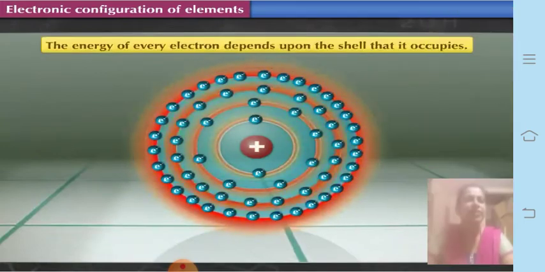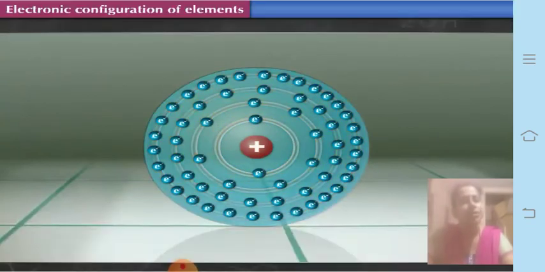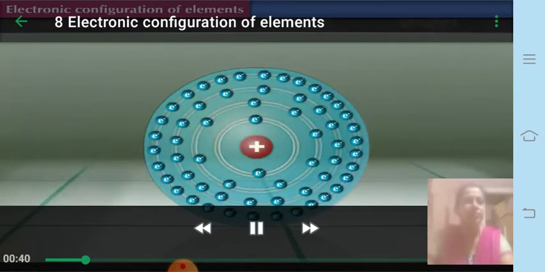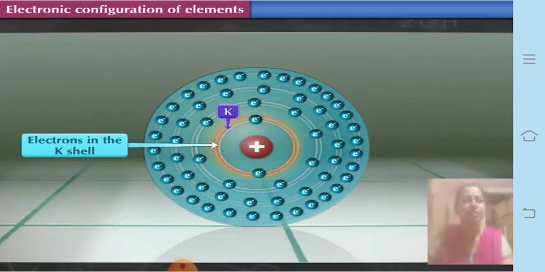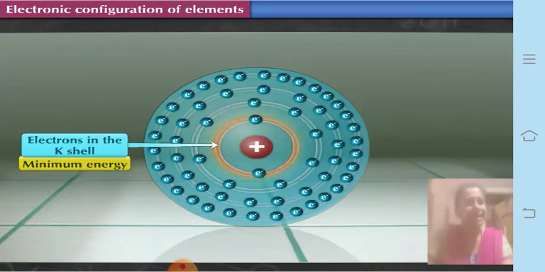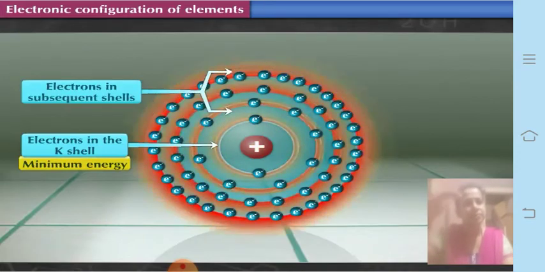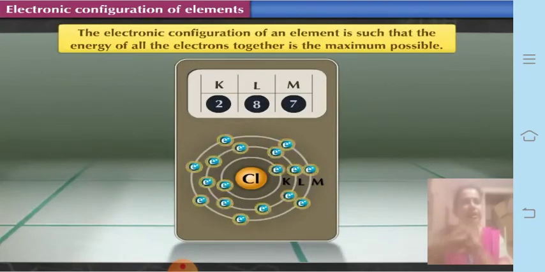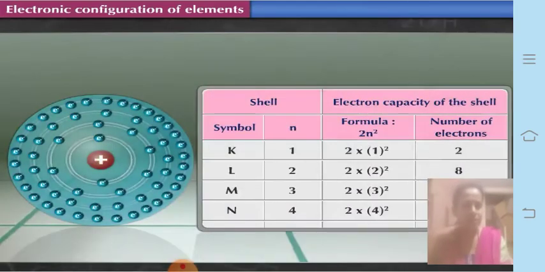The energy of every electron depends upon the shell it occupies. That means if the electron is in the innermost shell, it will have less energy, whereas in the outermost shell it will have maximum energy. That is the statement that was made just now. Electrons in the K shell have the minimum energy, remember this, whereas the electrons in the subsequent shells have higher energy. It goes on increasing. So the electronic configuration of an element is such that the total energy of the electrons together is the maximum possible. Fine.